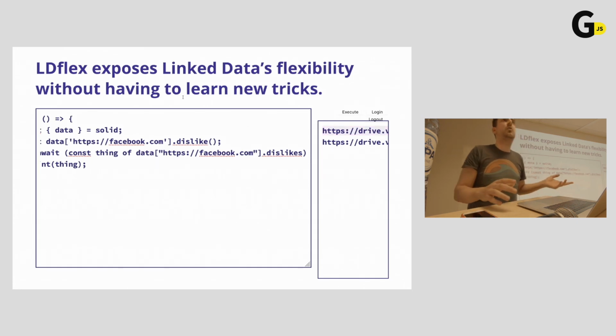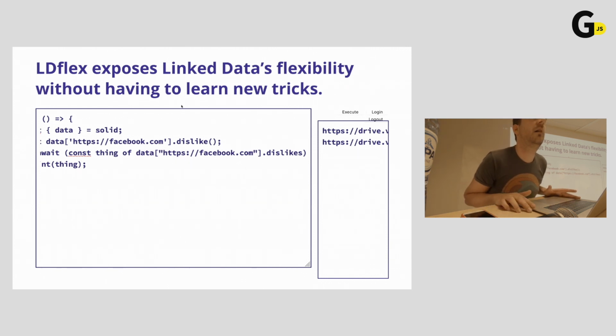Which leaves us only with one question. How does this piece of magic work? Because it looks like a local object, but actually I'm querying the web. Any guesses how this works? Told you it's going to be hardcore JavaScript, right?